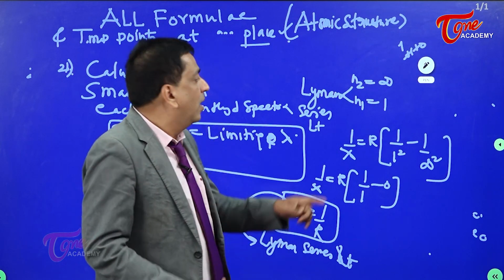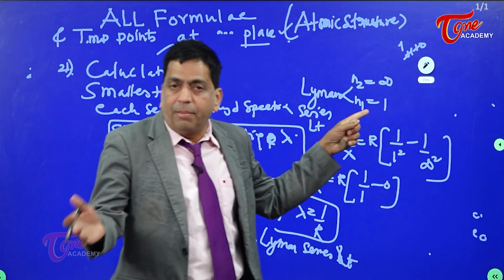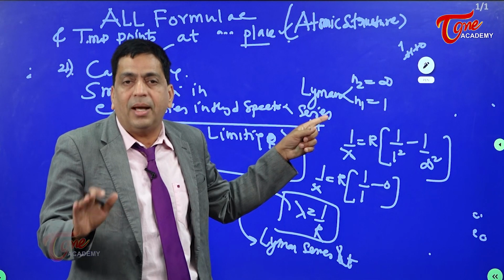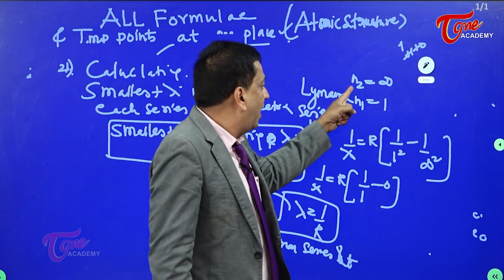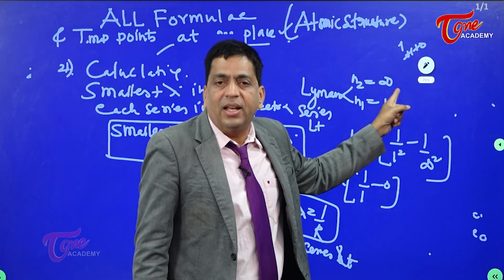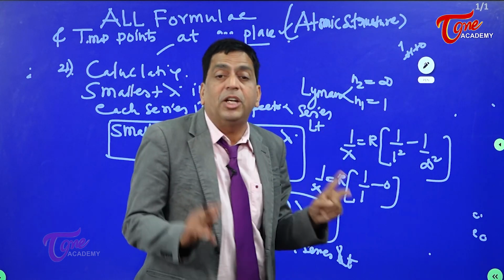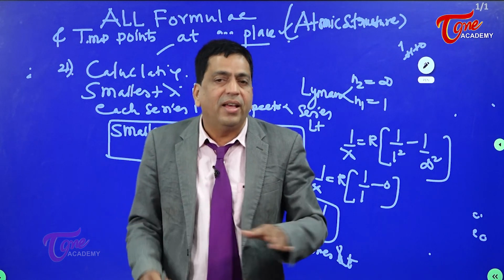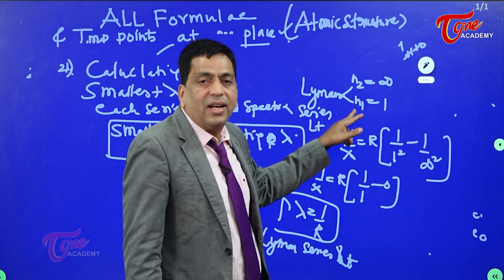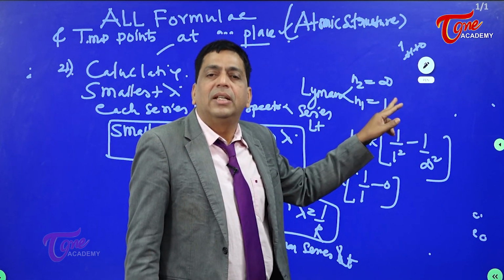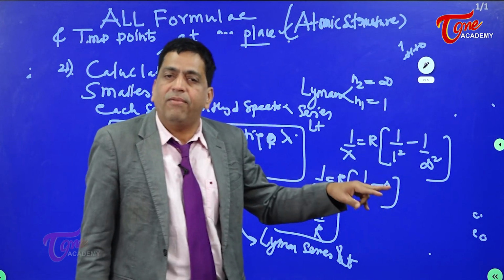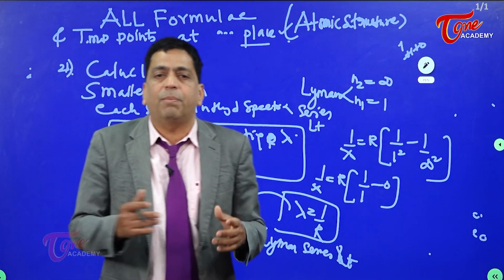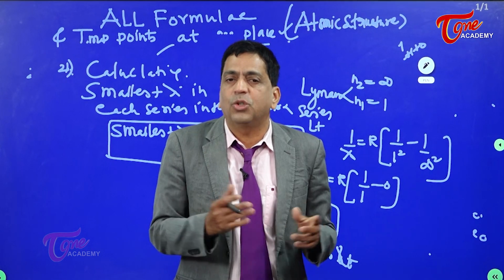Similarly for Balmer, what you do is Balmer series limit. If you want to calculate the smallest lambda in Balmer, then N2 will be infinity, N1 will be 2, right? Similarly, Paschen, similarly Pfund. The only thing you need to change is N1 is equal to 1, 2, 3, 4 and 5. N2 remains the same. Then you are supposed to get the smallest lambda.